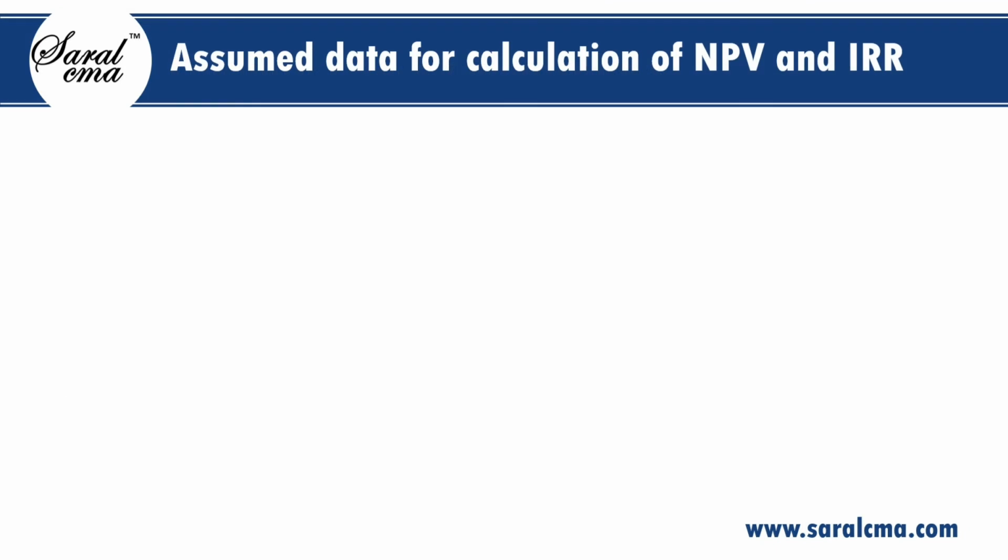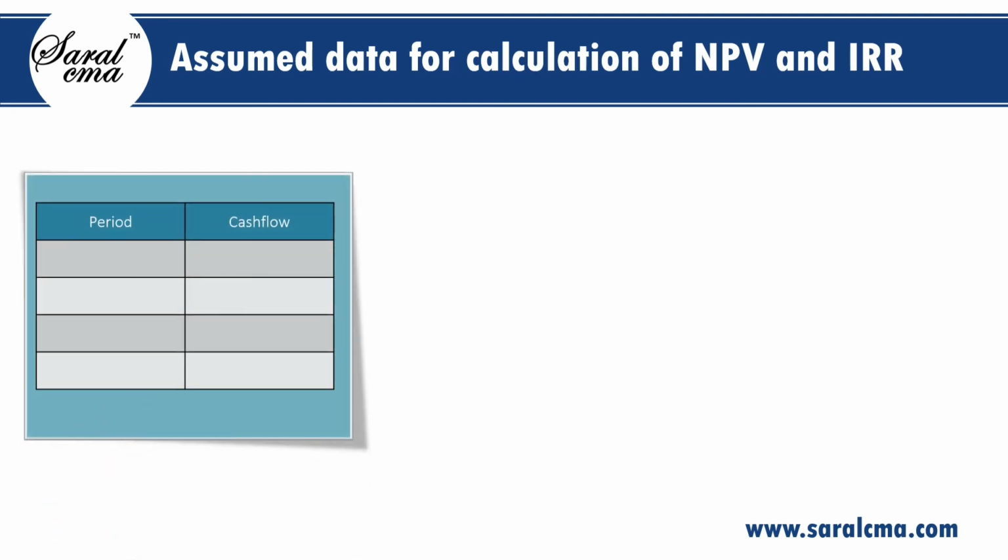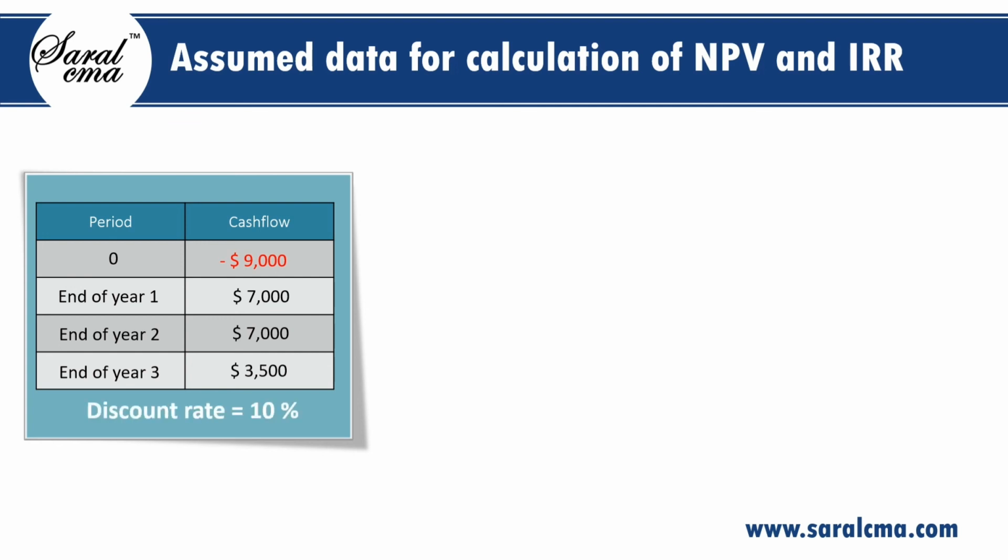Below example demonstrates how NPV and IRR are calculated. For this, some data is assumed about the timing of cash flows and the amount of cash flows. At period 0, there is $9,000 outflow. Period 0 means the initial period. At the end of year 1, there is $7,000 cash inflow. At the end of year 2, there is again $7,000 cash inflow. At the end of year 3, there is $3,500 cash inflow. Finally, the discount rate assumed is 10%.